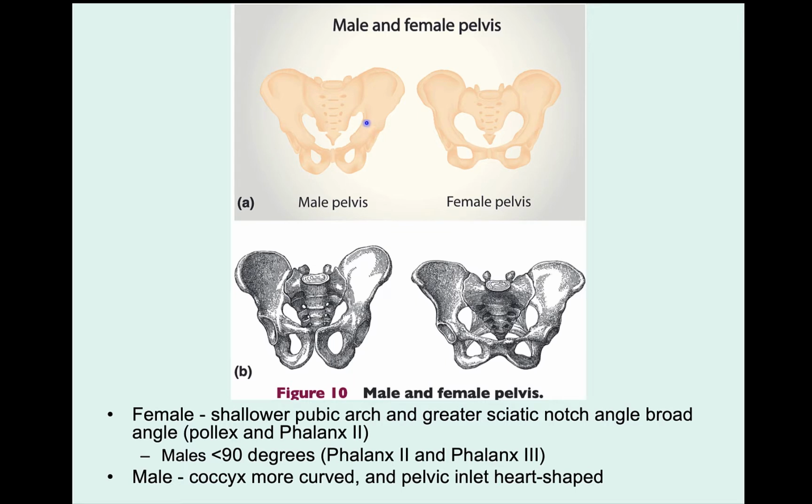In a male, the pelvic inlet is a little bit more heart-shaped, and in the female, it's a little bit more rounded or oval-shaped. Take a few moments, practice your pelvic girdle. See you back here and we'll go over our lower extremities.